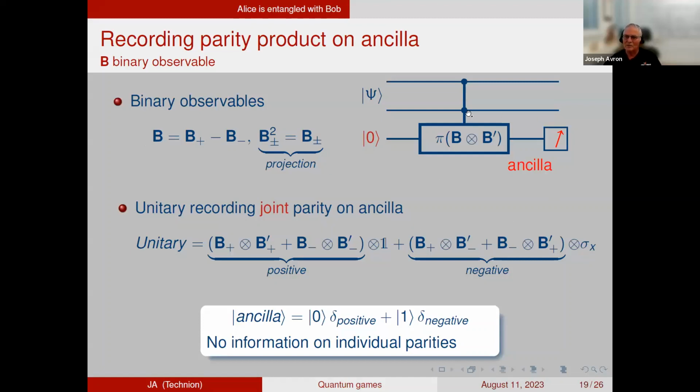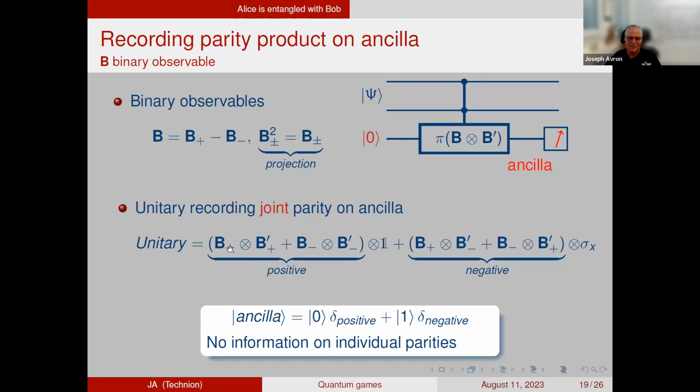And now what I can do is the following thing. I add another qubit to the game. This is how I'm going to perform the measurement. I'll call this extra qubit, which is initially in a state 0, an ancilla. And I measure the parity of the product of the two qubits in these two rows. I measure it on the ancilla. So this is a unitary. The unitary records the joint parity on the ancilla, and it is made like this.